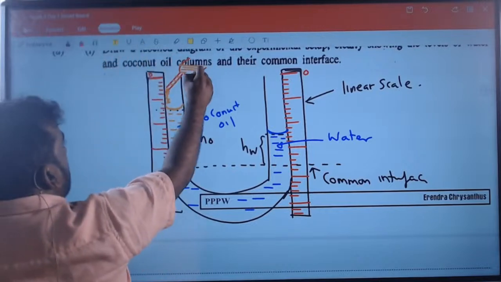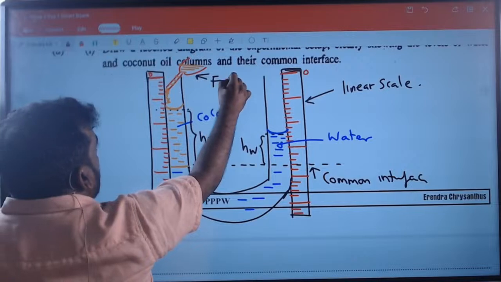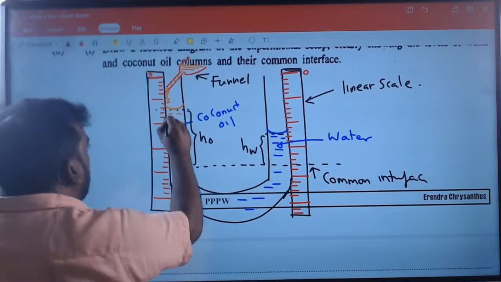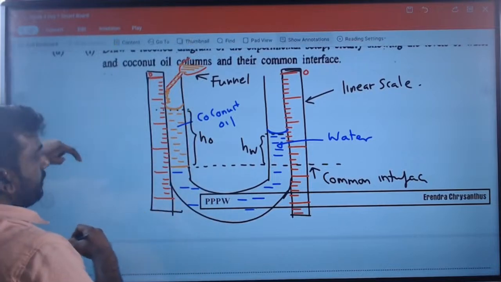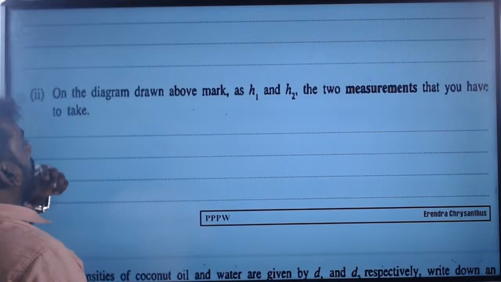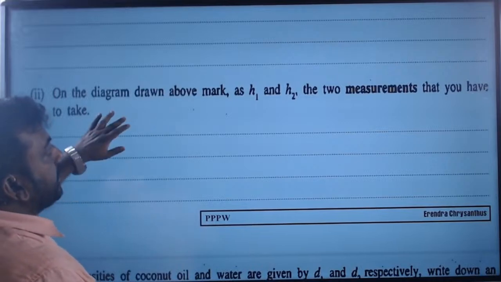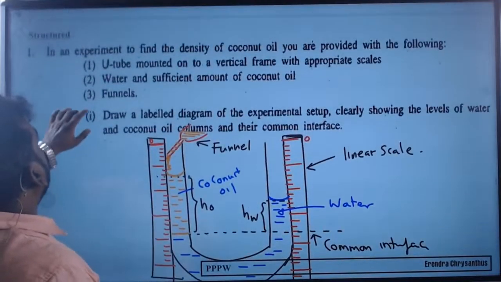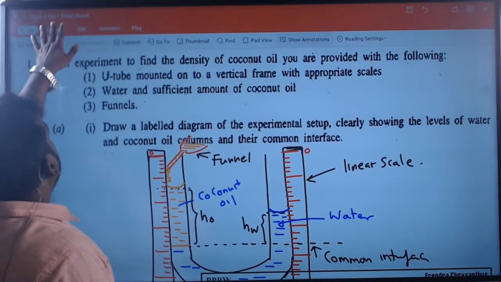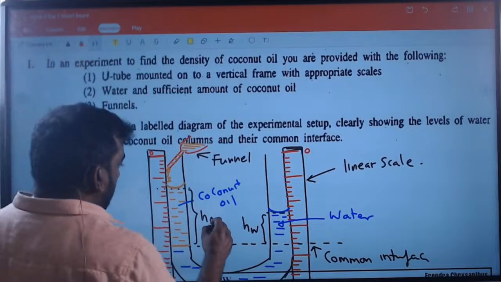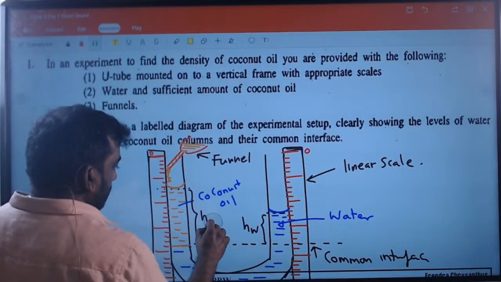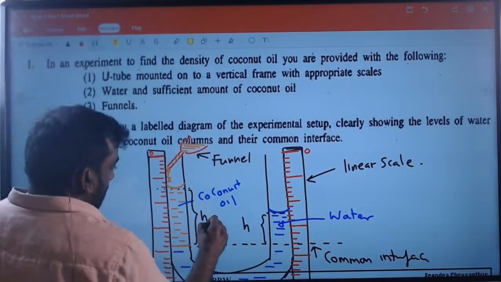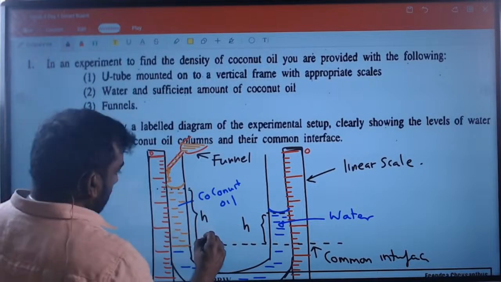Right. The funnel. Draw the meniscus. Next, on the diagram drawn, mark H1 and H2 for the measurements. I have to mark here H1, H2.